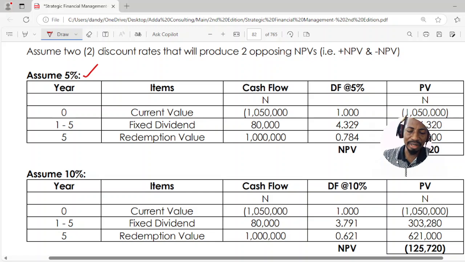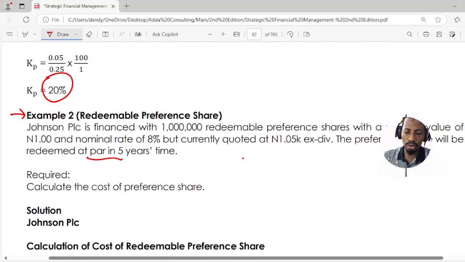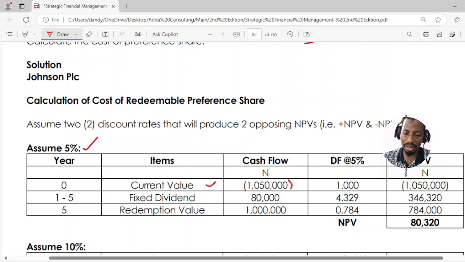I need to determine the current market value. How do I get it? The number of shares is 1 million. The market price of this preference share is 1 naira 5 kobo. Therefore, 1 million shares multiplied by 1 naira 5 kobo will give me 1,050,000 naira. That is how we got the 1,050,000 that you are seeing there as the current market value. The discount factor at year 0 is 1, so 1,050,000 multiplied by 1 gives 1,050,000.